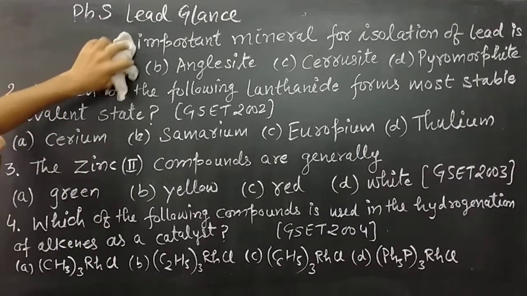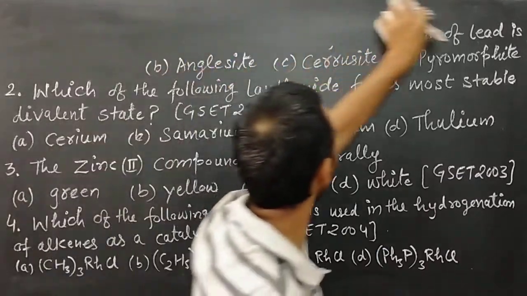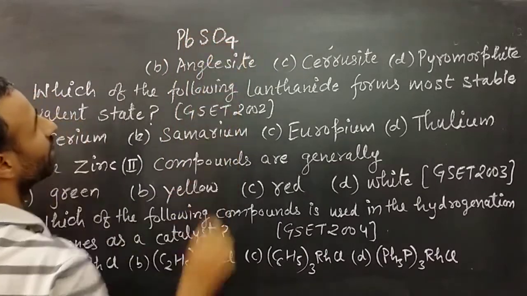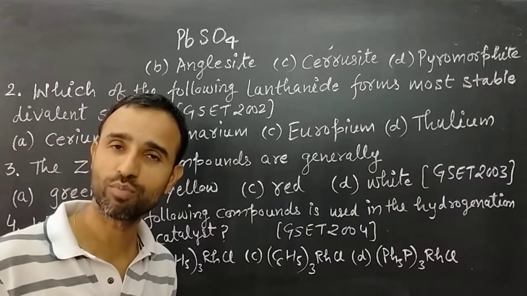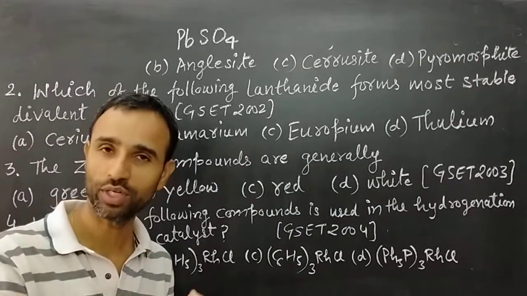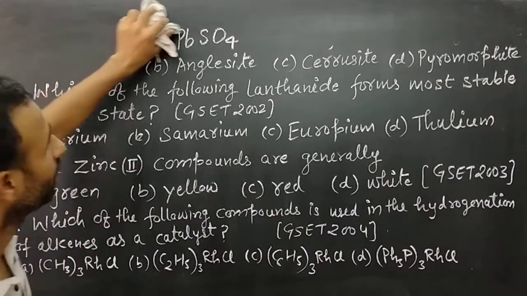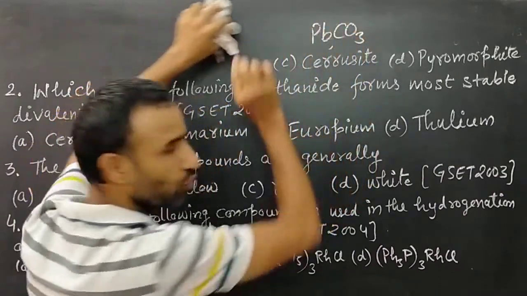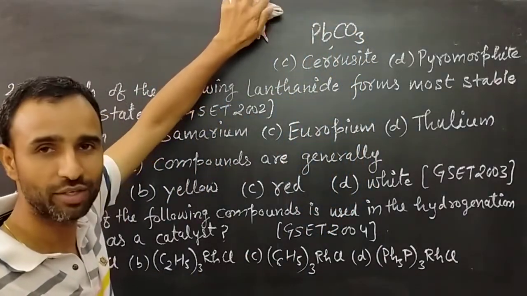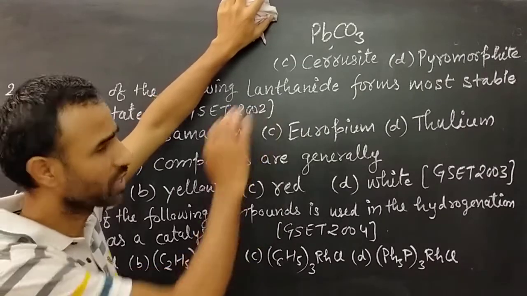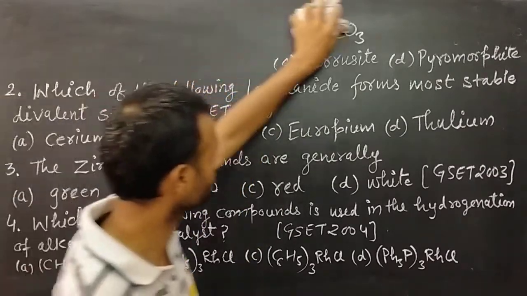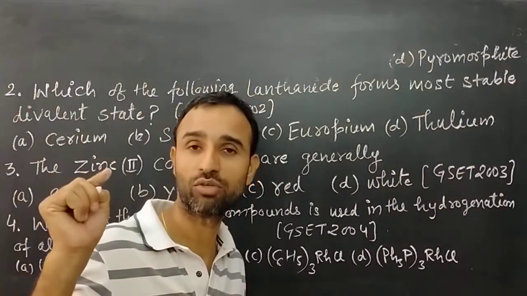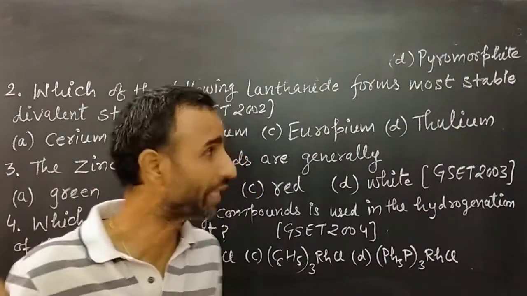What is anglesite? Anglesite is lead sulfate. It is the oxidation product of the primary ore, that is lead sulfide. What is cerussite? It is lead carbonate. It is also an ore of lead, but it is not the most important. Only around 77.5% lead is present in it. The most important ore for the isolation of lead is galena, lead sulfide.